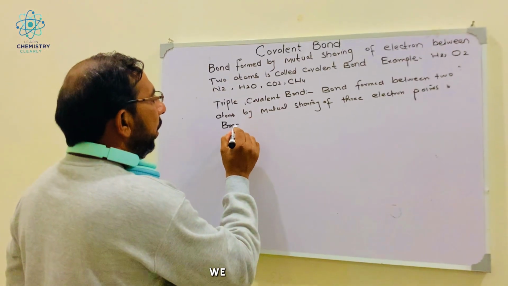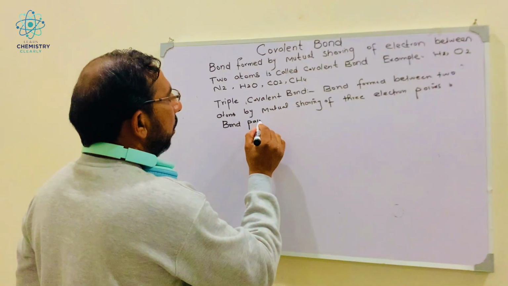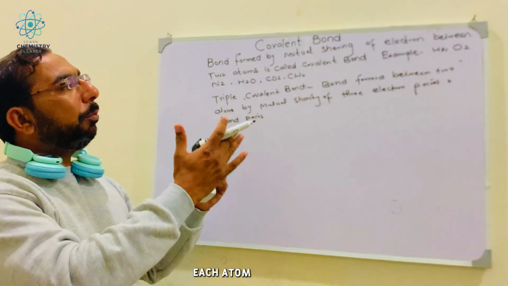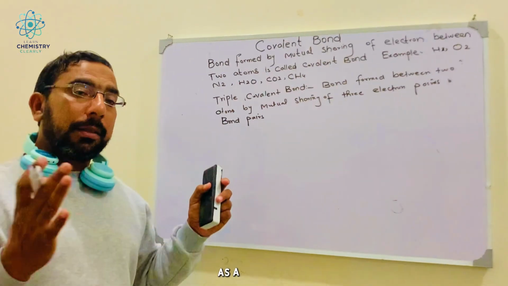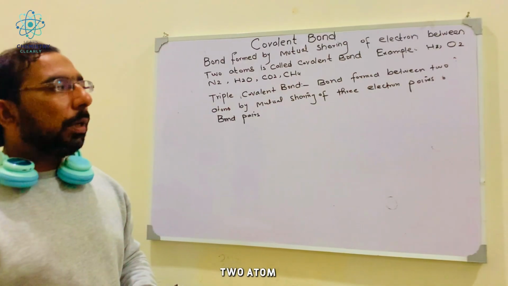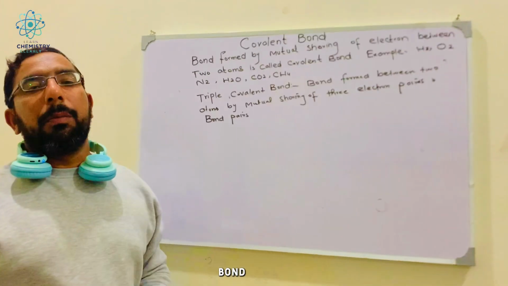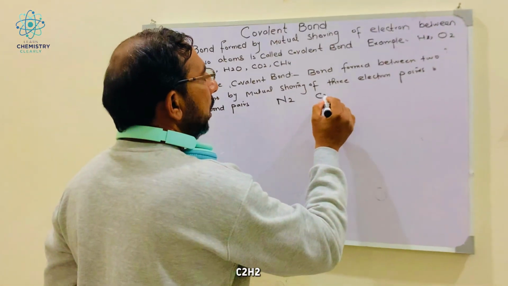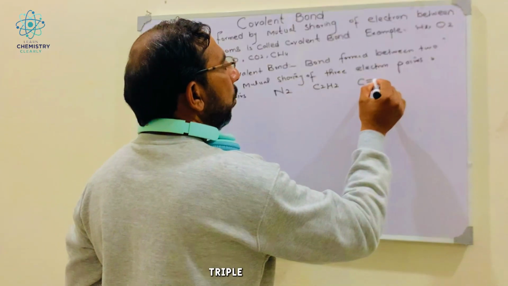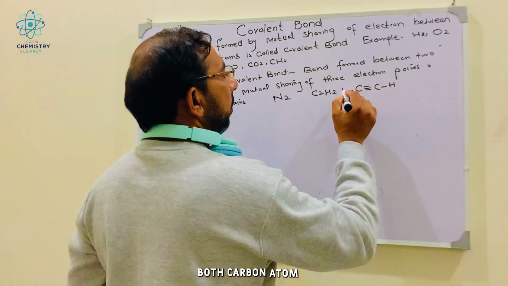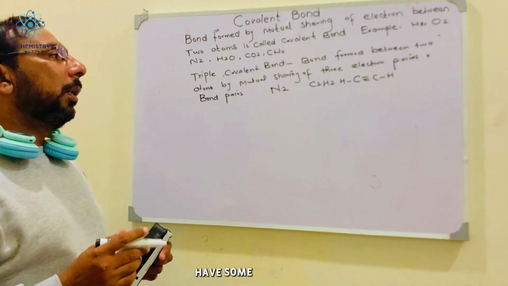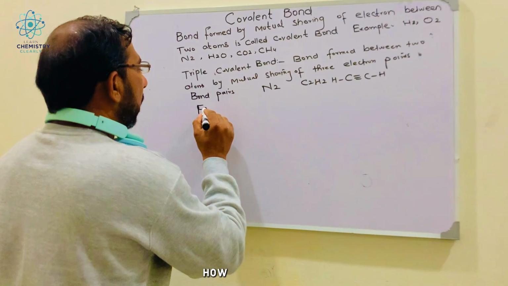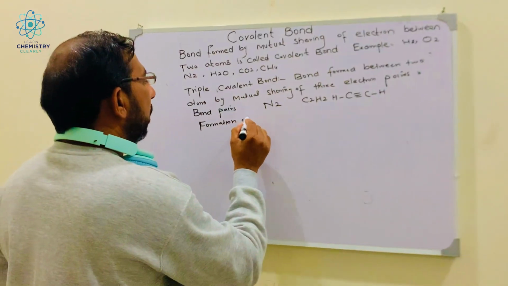In other words, we can define as the bond formed between two atoms in such a way that each atom provides three electrons. As a result, 6 electrons will be formed between two atoms, and there will be formed three bond pairs, like the example of N2, like the example of C2H2, and there is triple covalent bond in both carbon atoms in acetylene. We have some simple example, formation of N2. We will write how N2 molecule is formed, formation of N2.